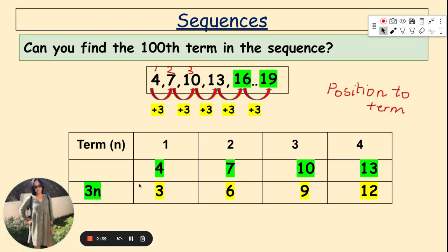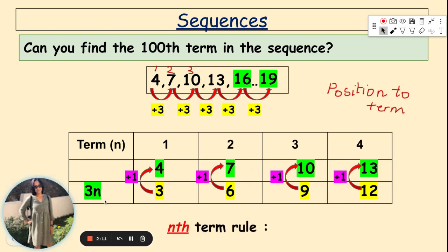Now is your important step, where you look at how it will go from 3 to 4. What is the relation between 3n and the term? Can you figure out the relation? So 3 plus 1 is 4. There you go. And you can have a look at each one of the terms, and you'll see that the relation remains the same. So 9 plus 1 becomes 10, 12 plus 1 becomes 13. And now I have my nth term rule, which is 3n plus 1.